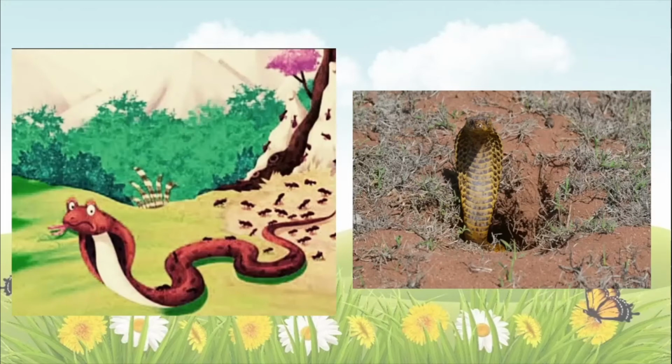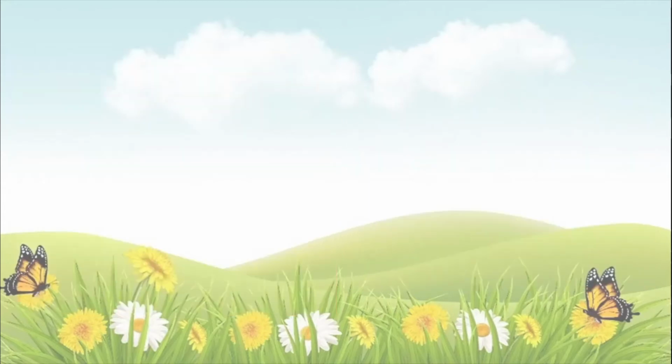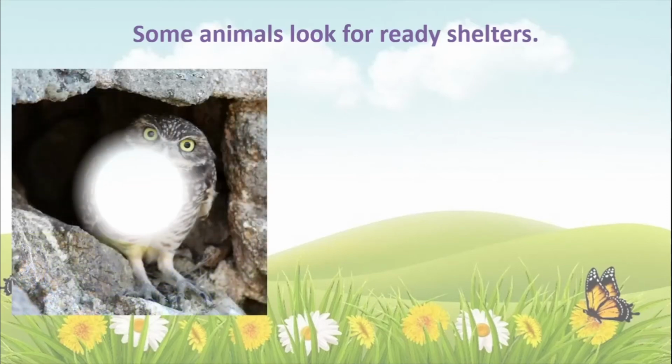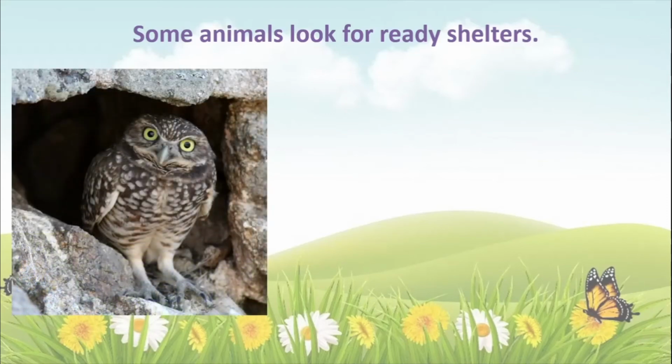And then let us move on and see the next point. Some animals look for ready shelters. So they are a little lazy. They are not like the weaver bird. They are not like the ants which make their own home. They want to get ready-made homes. So children, they live in such gaps in the rocks. So this is an owl. The owl likes to live in such hollow places, and most of the time it lives in ready-made homes. It doesn't make an effort or take pains to build a home for itself.